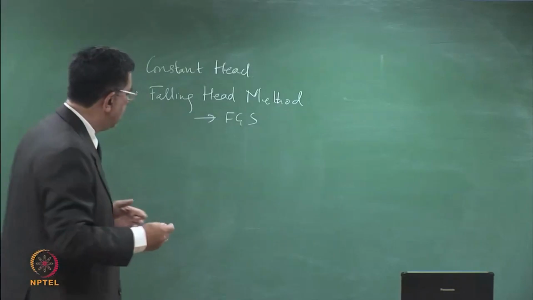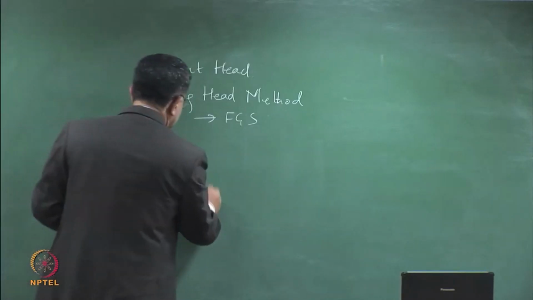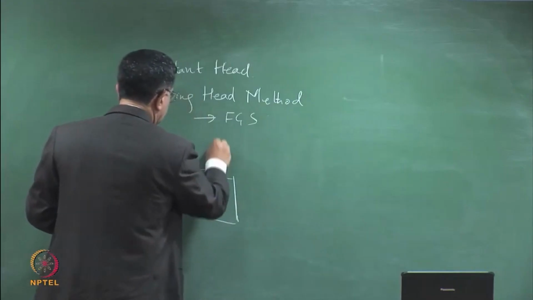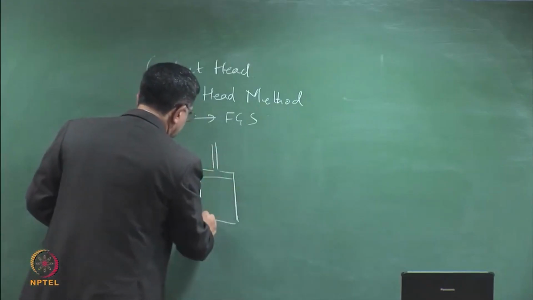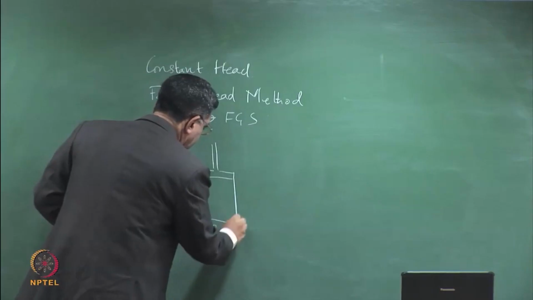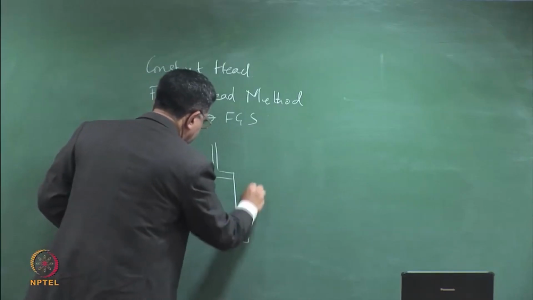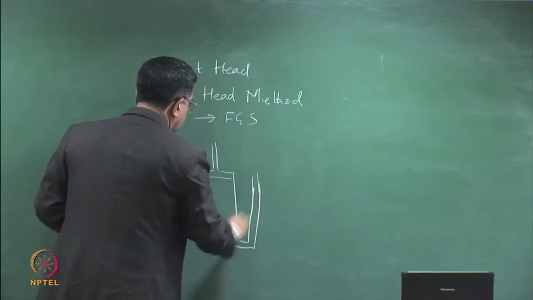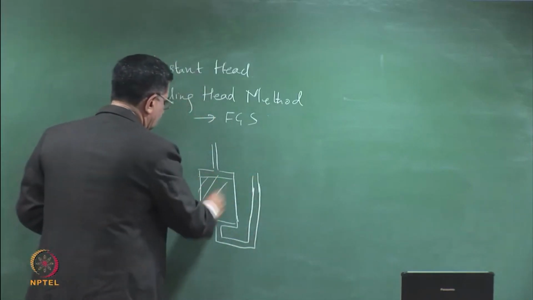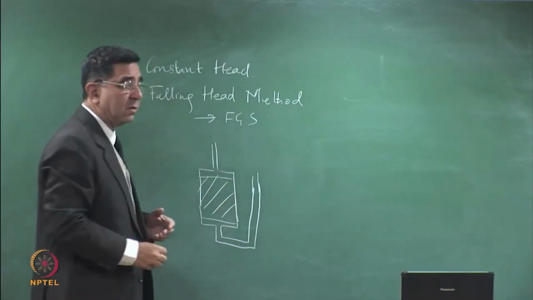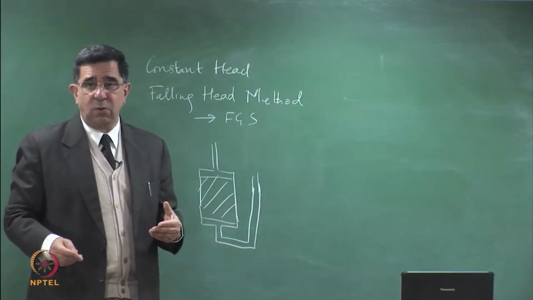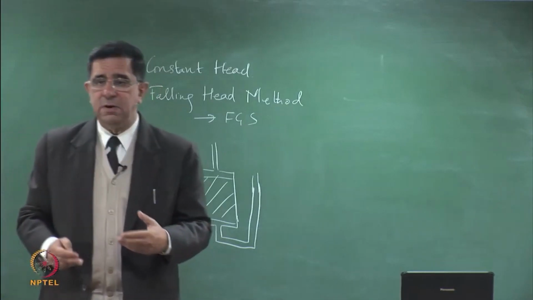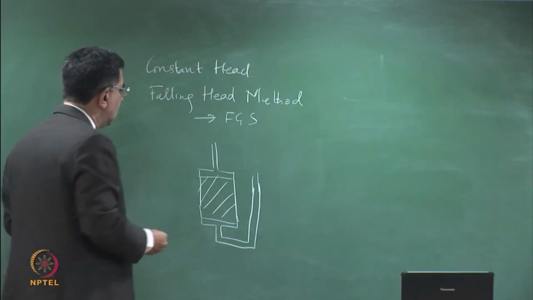The falling head permeability test conceptually looks like this: this is the sample. You create a difference of head and see the rate at which the water falls, right? So anybody recalls this? How does this happen?